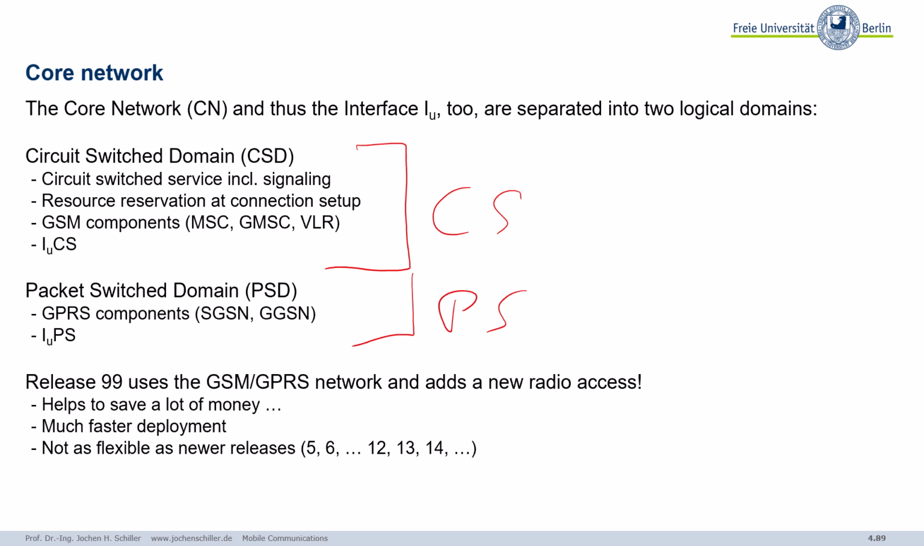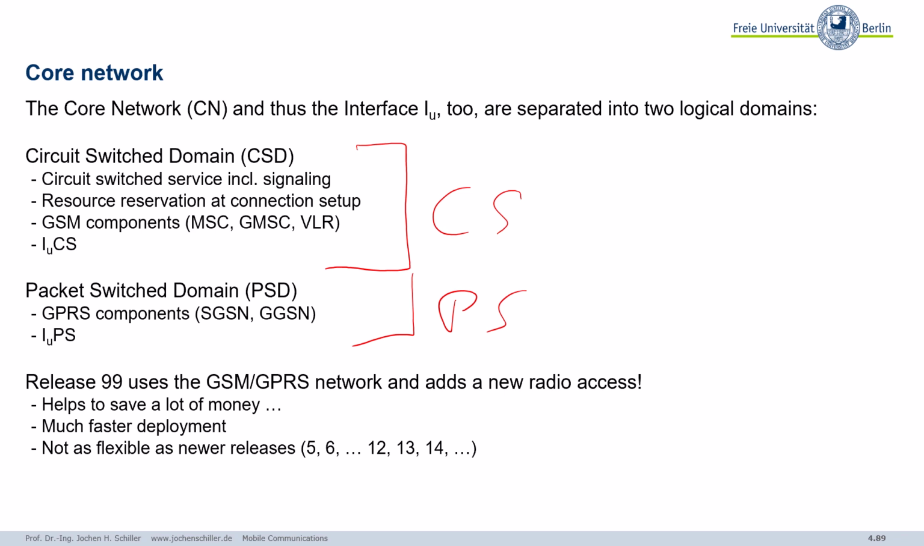So the Release 99, and that was the idea during the introduction of UMTS, uses the GSM GPRS network and adds a new radio access. Saves a lot of money, much faster deployment, but this is not as flexible as all the newer releases. If you look into the newer releases, you will find many more technologies that cannot reuse the old systems anymore. I will come back to this when we look at LTE, which is now the dominating technology.